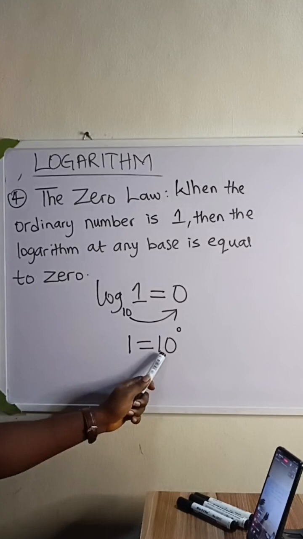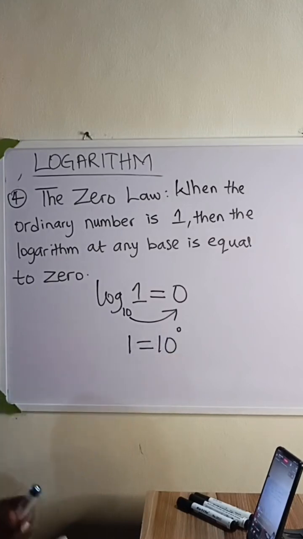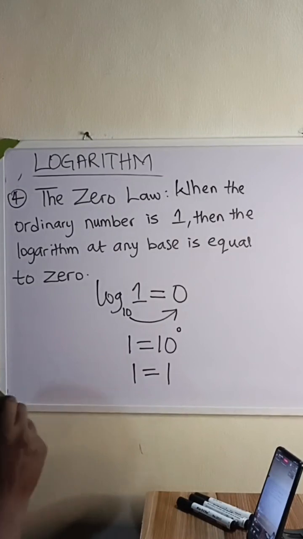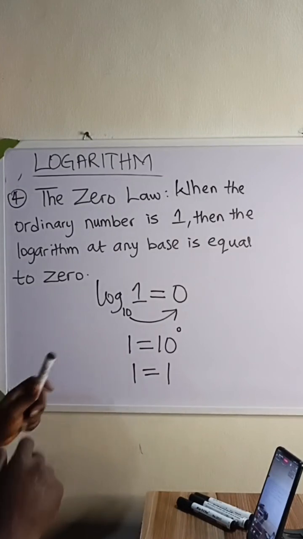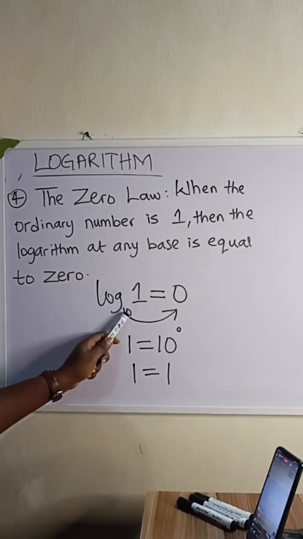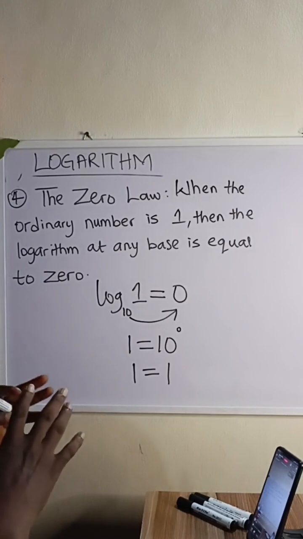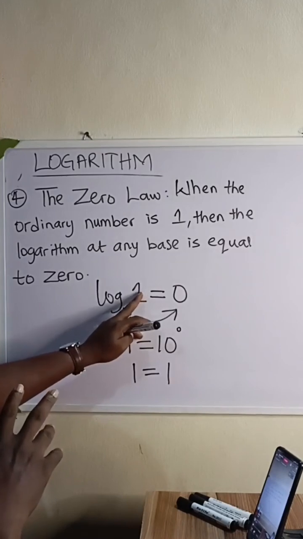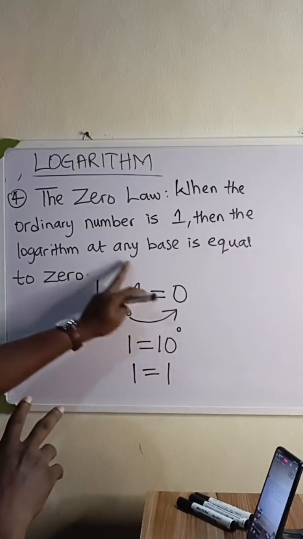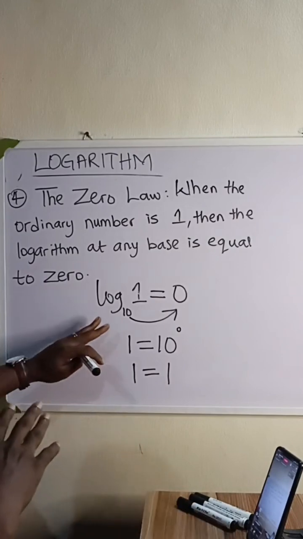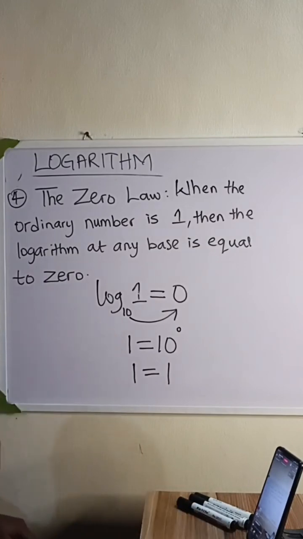And we know that any number to the power of 0 is equal to 1. So 1 is equal to 1. So that proves that the logarithm of 1 to any particular base, no matter what the base is, the base can be 2, the base can be 3, the base can be 10, the base can be anything. But once the ordinary number is 1, then this logarithm is equal to 0. Does anybody disagree with what I've just done? Or do we all agree?